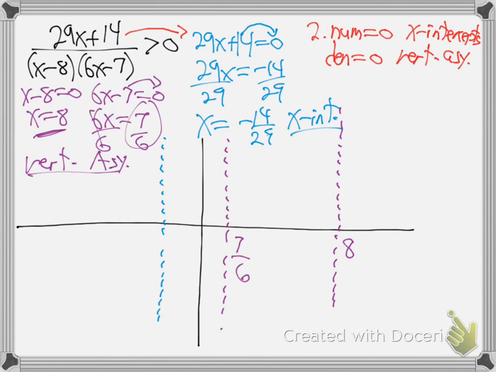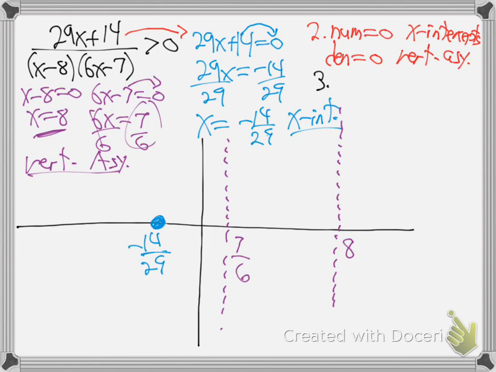That's about right here. Oh, that's not a vertical. What am I doing? That's just an x-intercept, isn't it? At minus 14 29ths. Okay, so we've got a bunch of sections now is what we've got.